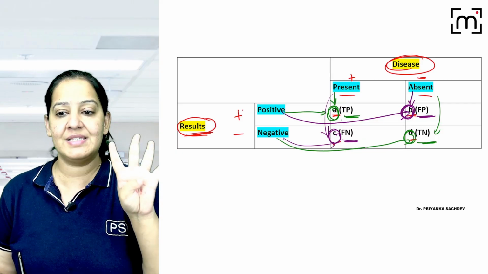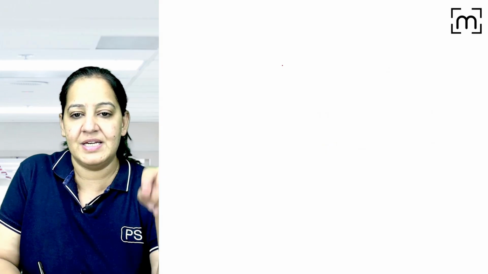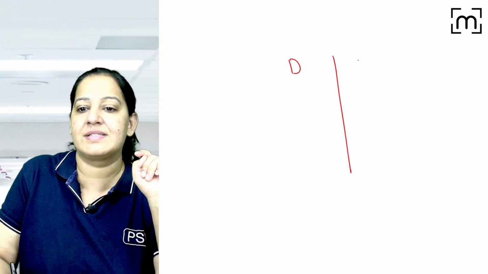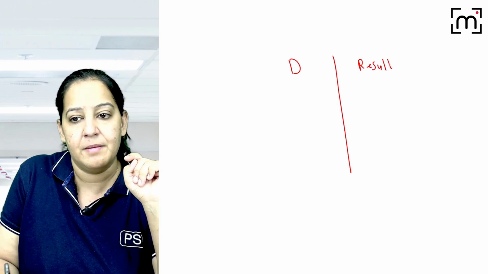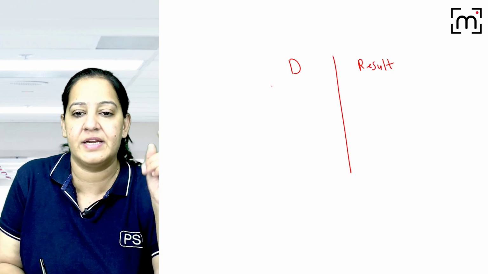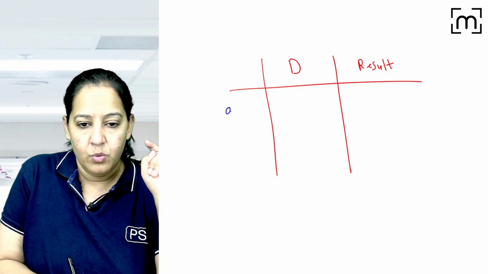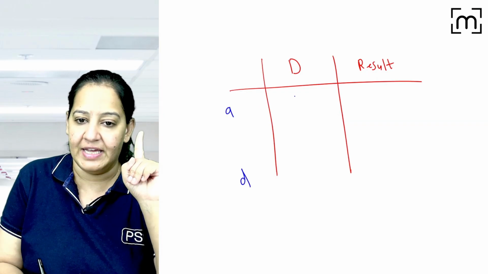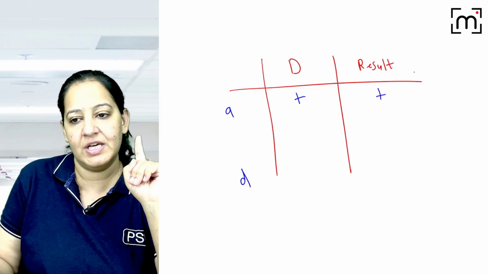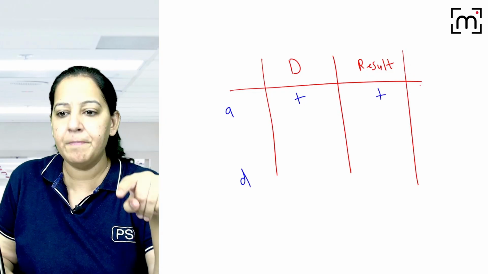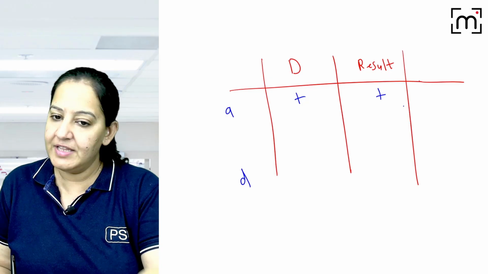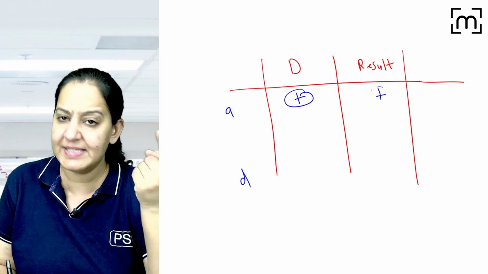So there are four categories: A, B, C, D. What is A, B, C, D? Say disease and say result. By result, I mean the test result of the screening test. So what is A? What is D? A, both things are positive. Okay, let me make the column completely. So they have the disease and the test says yes, you have the disease.